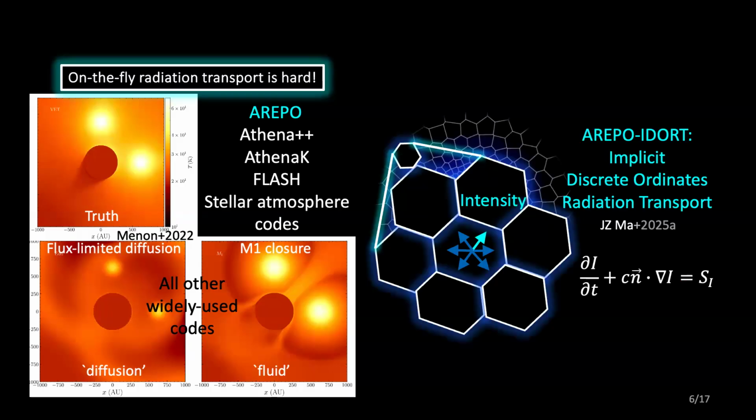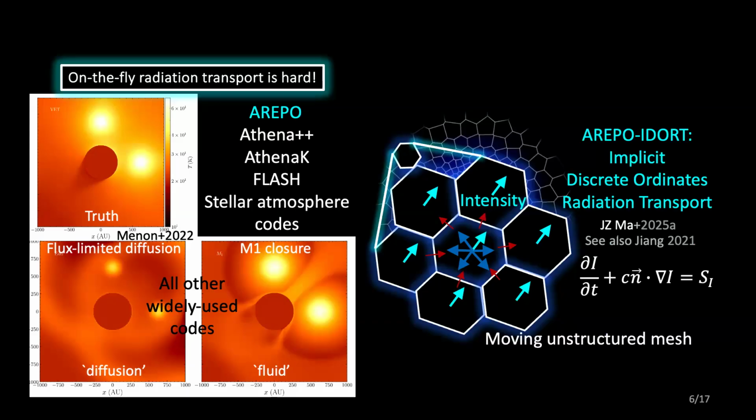The way we transport photons within our computational domain is that you know the intensity from your neighboring cells, and you transport radiation out by exchanging fluxes between neighboring cells, transporting the radiation field out or in. It turns out this is quite affordable to do. The main idea is based on Yanfei Jiang's method from 2021, which is now the main radiation module in Athena++ and AthenaK. But I generalized this method to support the moving unstructured mesh in AREPO.